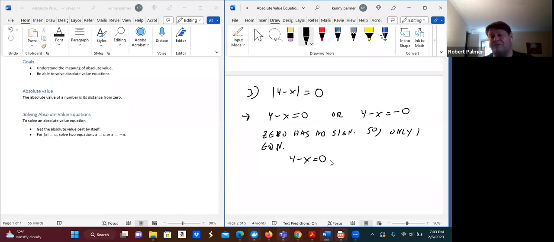Just solve this. Subtract 4 from both sides. So negative x is equal to negative 4. Divide both sides by negative 1, which switches our sign, so x is equal to 4. In this case, that's our only solution.